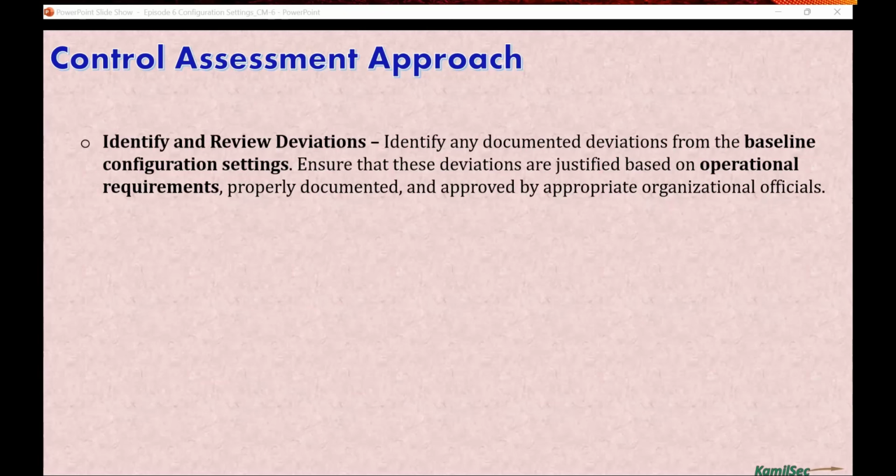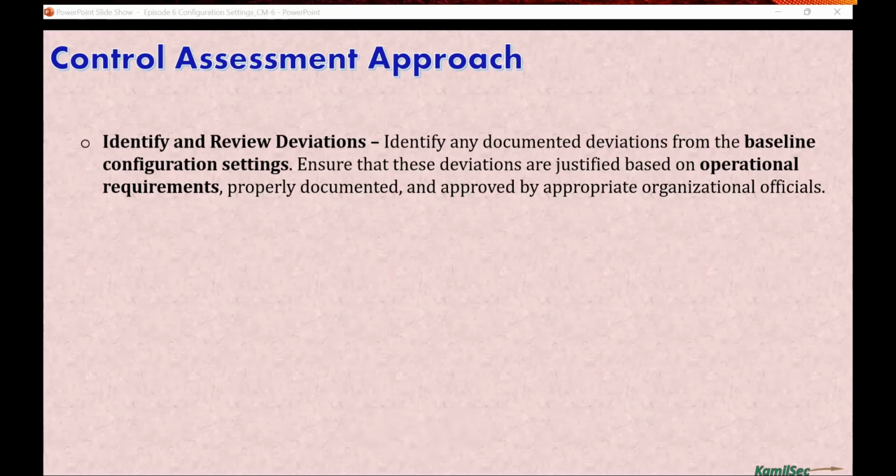Also, identify and review deviations. Identify any documented deviations from the baseline configuration settings. Ensure that these deviations are justified based on operational requirements, properly documented, and approved by the appropriate organizational officials. Yes, there are instances where some benchmark or hardening procedure cannot be implemented, but then again, that has to be properly documented and also approved by the organizational official who's responsible for such kind of approval. You have to review that and make sure it is in line with the operational requirement.